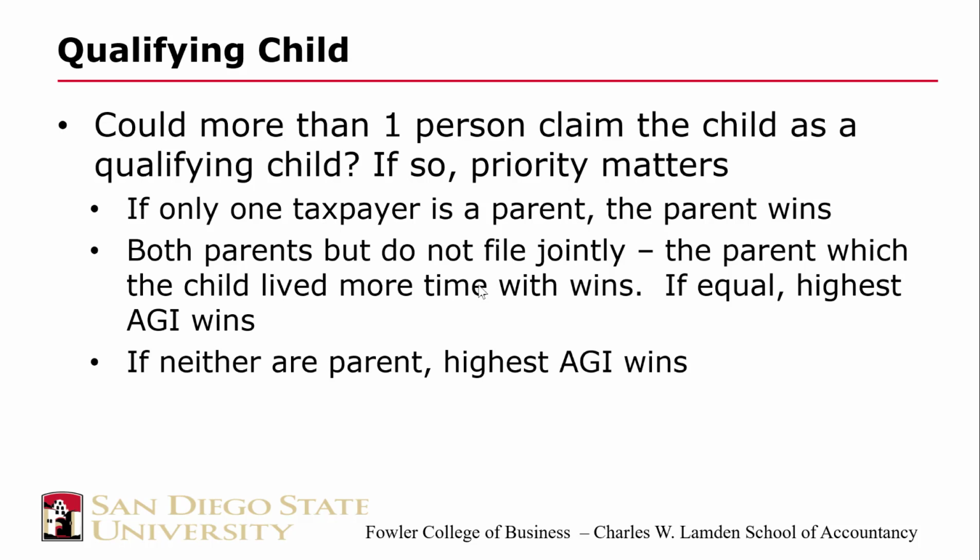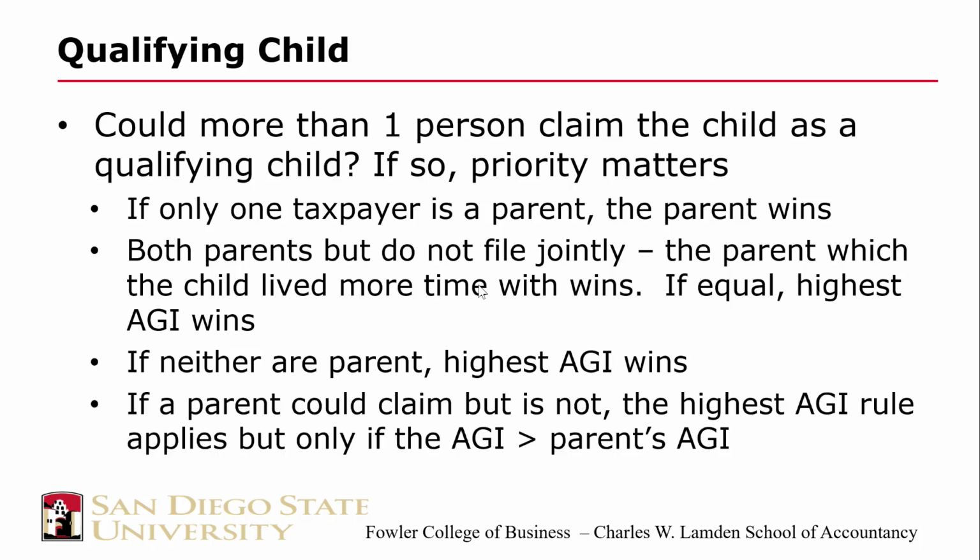If neither are parents, so you've got an uncle and a cousin, both who are taking care of this child, neither of them are parents, you just go off AGI, right? You just got to choose AGI. Now remember, you still got to pass that household or abode test.